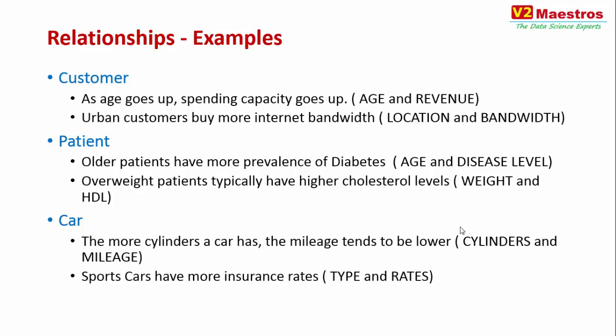You take a car, there is a relationship between the number of cylinders and the mileage it gives. The more the cylinders, the less the mileage, because there is more burning happening when there are more cylinders. Sports cars have higher insurance rates. Now, this is not a technical relationship, but you will see this as a business relationship. Whenever the car is of a type sports car, its insurance rates are typically higher. So there is a relationship between the type of the car and the insurance rates.